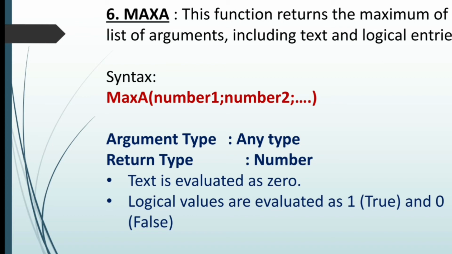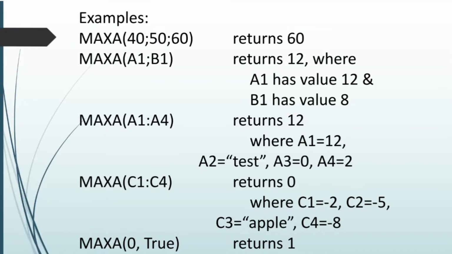Here text is evaluated as 0, which means if we pass a text value as the argument, it would be taken as 0. Logical values are evaluated as 1 for true. Some examples of the MaxA function are MaxA 40, 50, 60. It would return the value 60, which is the maximum of these three values.